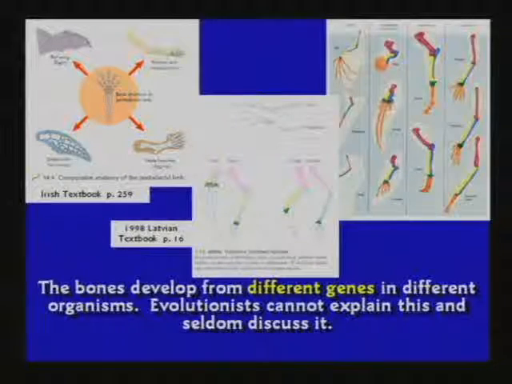The forelimb of animals is amazingly complex. If you could get a machine to do what your arm does, you'd be a wealthy person. The human arm and forelimb and wrist are incredibly complex. But textbooks all over the world, I was in Germany last week, same thing. They teach the kids, this is evidence for evolution. No, they develop from different genes in the chromosomes. Evolutionists can't explain this and seldom discuss it. Why are these homologous structures coming from different genes?